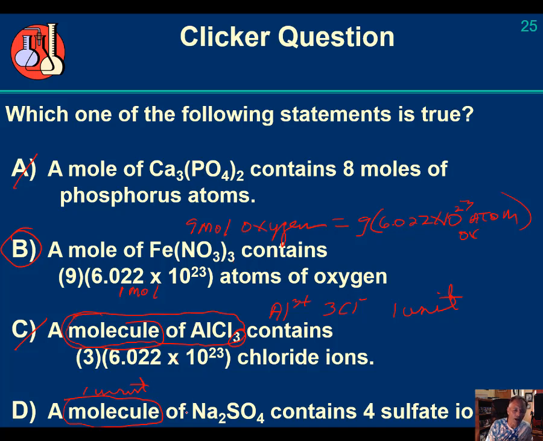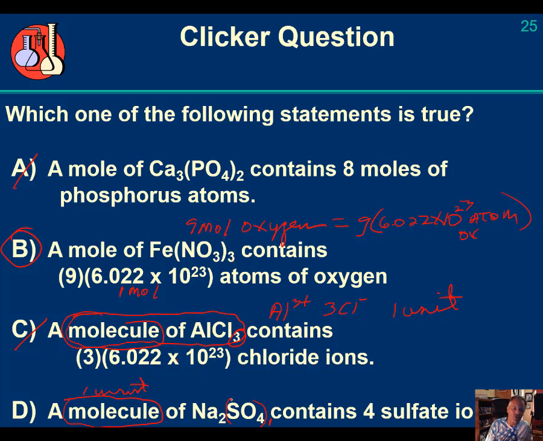Okay? And this is sodium sulfate, another ionic compound, contains 4 sulfate ions. Well, this is a little different question. This is asking you how many of these, sulfate ions, are in 1 unit of sodium sulfate. And we can see that we do have 4 oxygen atoms because there are 4 oxygen atoms in sulfate, but this is an understood 1.